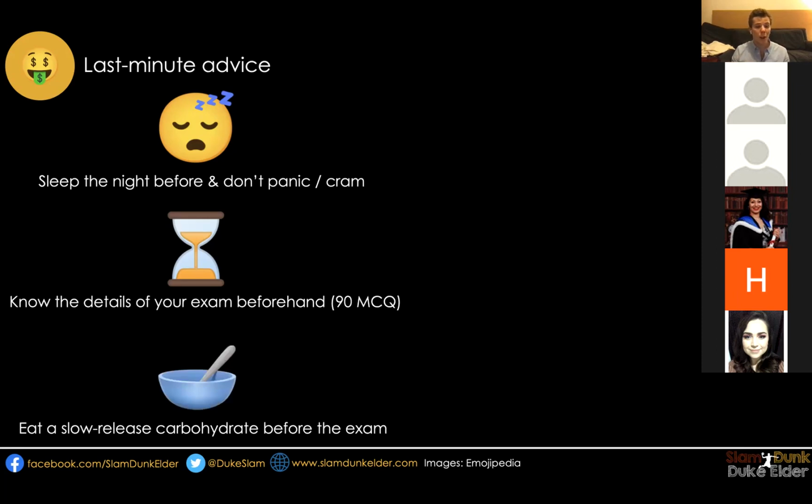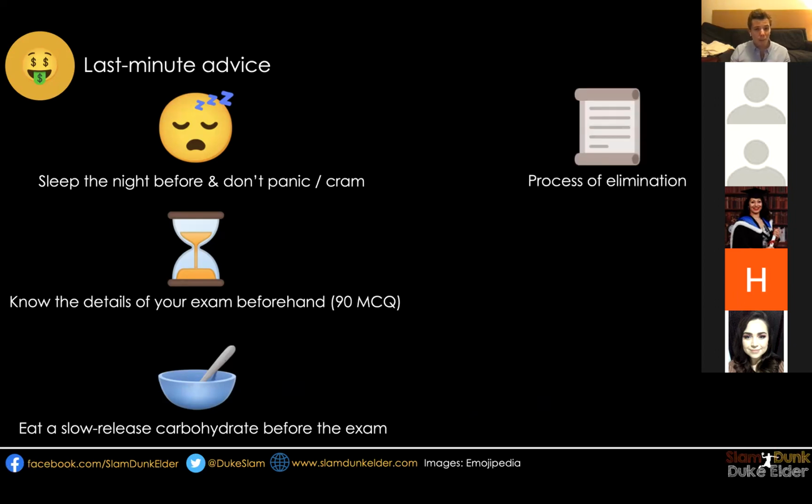Eat a slow release carbohydrate before the exam in the morning. Okay, so that's stuff like porridge, for example, or Weetabix, those big bars of Weetabix. These are slow release carbohydrates, so they won't spike or suddenly decrease your sugar. Okay, you can also go, I think, full English breakfast, but it's probably more of a spike rather than a slow release carbohydrate. So go for something that you're familiar with and that won't affect your GI system, but eat something that's slow release.